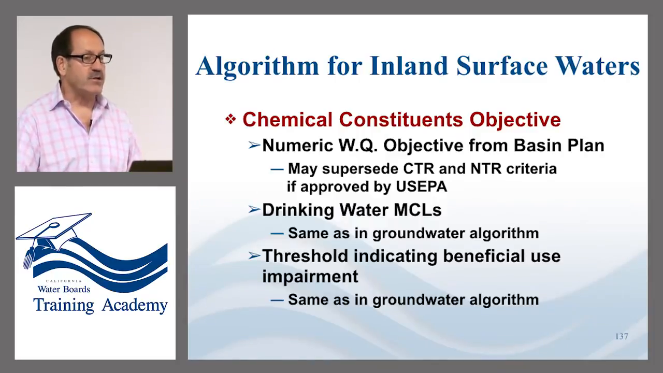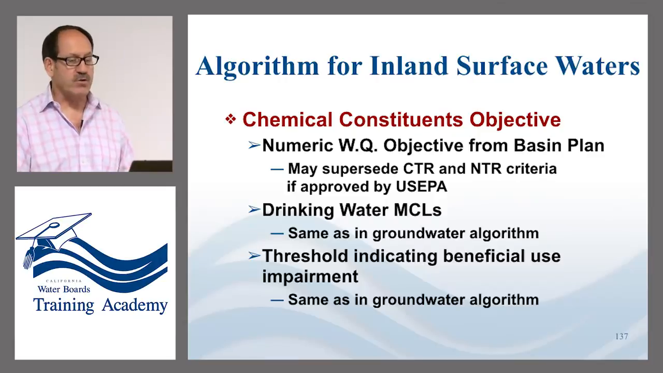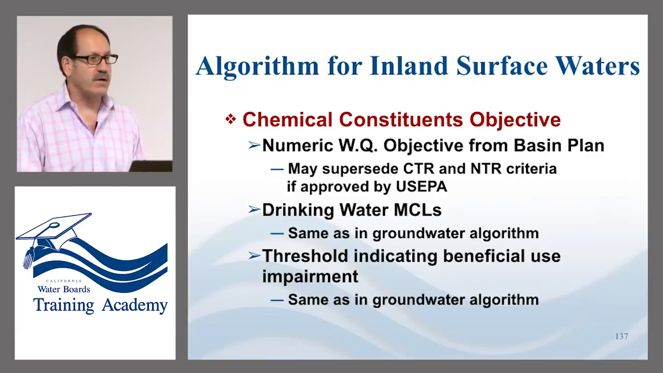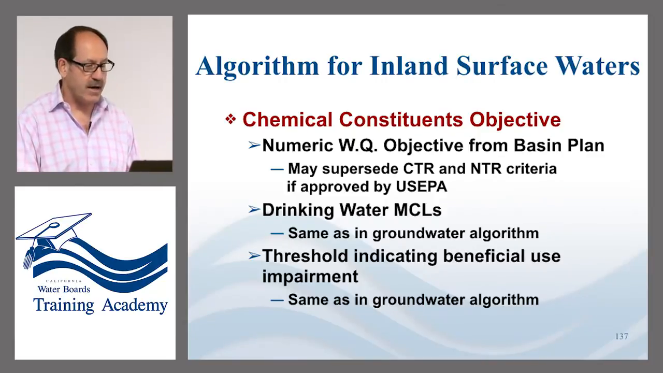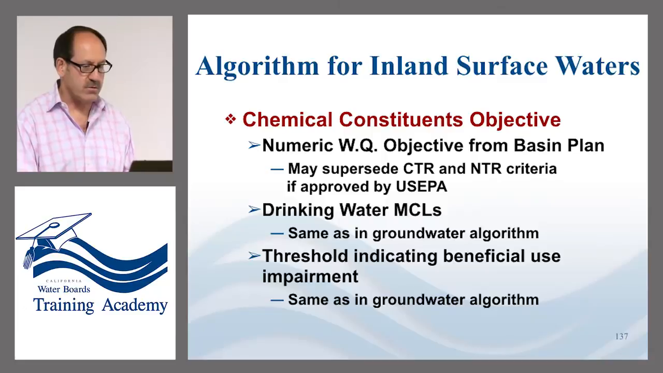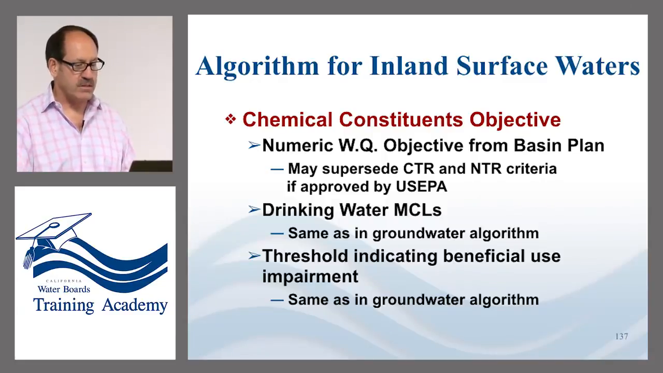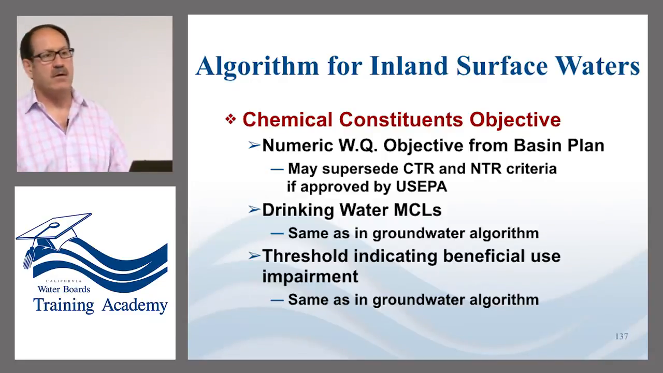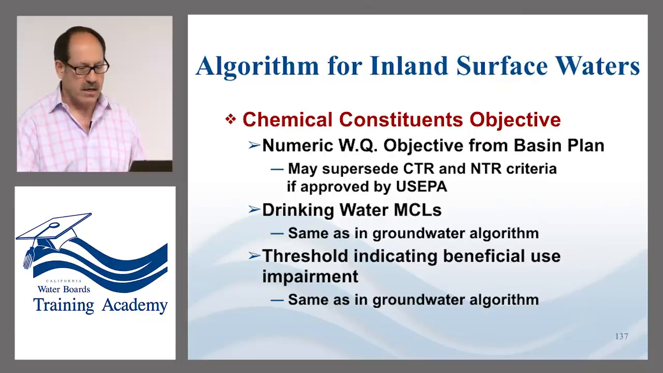The chemical constituents objective requires compliance with drinking water MCLs for waters designated municipal or domestic supply. It's done the same way as the groundwater algorithm. Look at the primary and the secondary and the lowest of those two. And then other thresholds indicating beneficial use impairment, agricultural use, and then EPA MCLs being more stringent. Don't have to worry about that last one, but this is where the ag use numbers would come in.